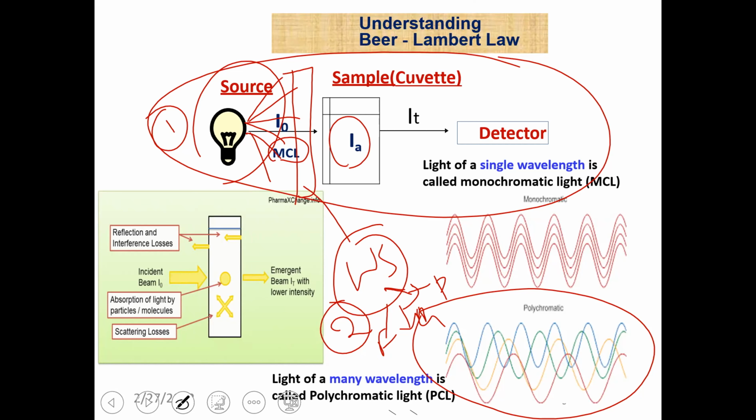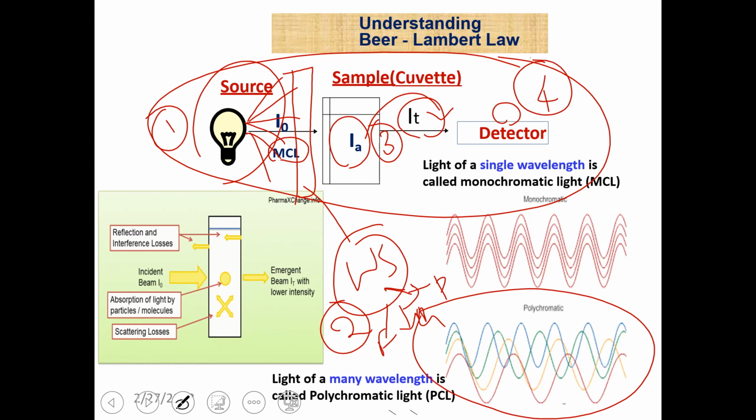And after absorption, how does the absorption take place? Because of the electronic transition. Electronic energy is a transition from ground state to excited state, and thus the absorption happens with respect to the concentration of the sample that is loaded. Once the absorption is over, whatever light is coming out is called transmitted light. So I0 is the intensity of incident light, IA is the intensity of absorbed light, and IT is the intensity of transmitted light, which is coming out to the detector. So the third component is the sample holder, and the fourth component is the detector.